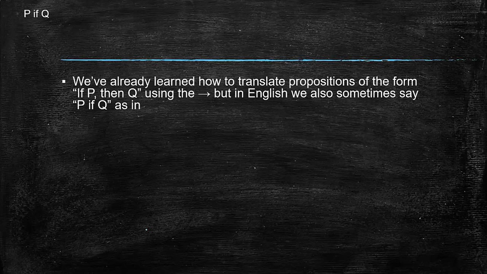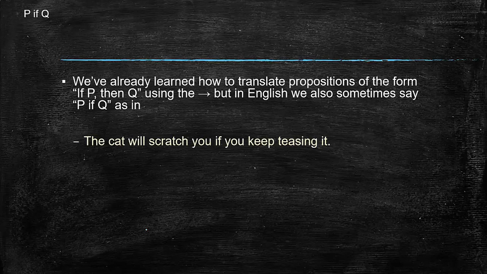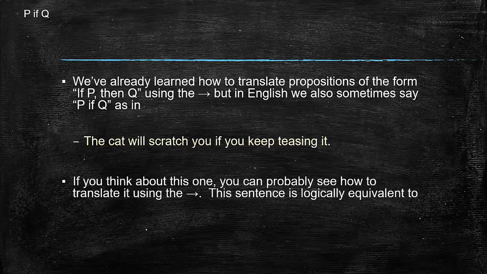So P if Q. We've already learned how to translate propositions of the form if P, then Q, using the arrow. But in English, we also sometimes just say P if Q, as in, the cat will scratch you if you keep teasing it. If you think about this one, you can probably see how to translate it using the arrow, and you should stop the video and try to do this before proceeding.